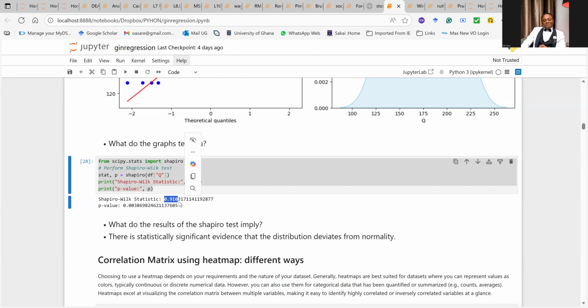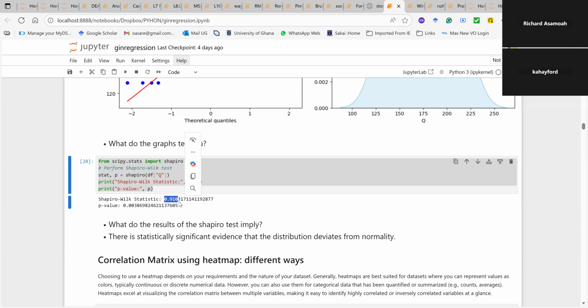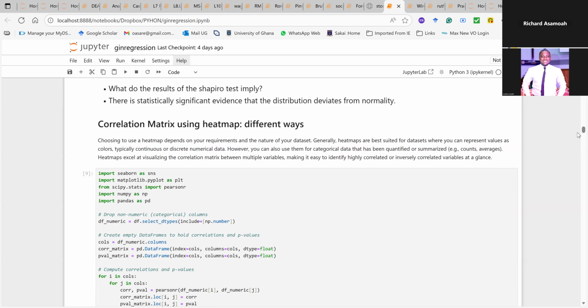So looking at our own, is it normal or is it not normal? Remember, when the p-value is less than 5%, the distribution deviates from normality. Richard? Yes, so this one is 0.03, so it's less than 5%, hence it's not normal. Very good, it's not normal. Okay. So that is what it is.